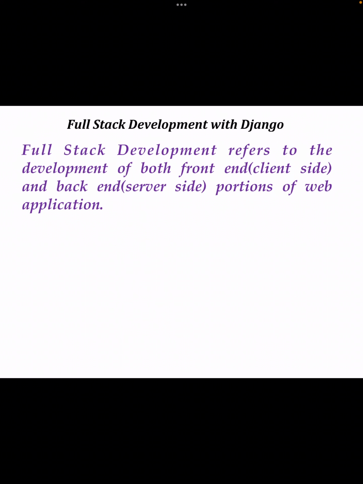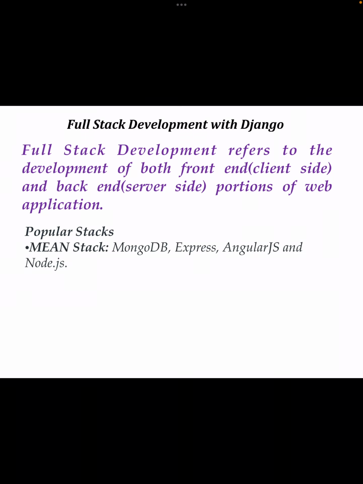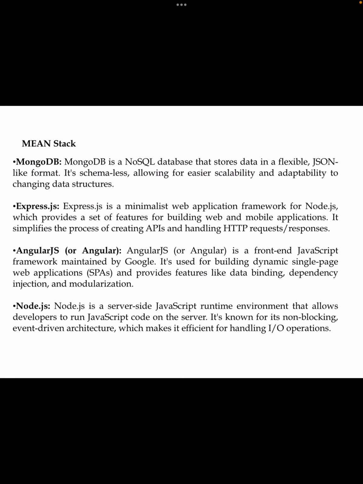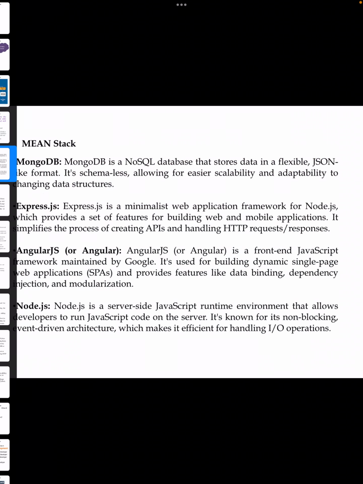Next is, what is the definition of full stack development? As I already discussed, full stack development refers to the development of both the front end and the back end portion of a web application. It means the developer will be working on both the front end as well as the back end side. There are different types of stacks: MEAN stack, MERN stack, Django stack, Ruby on Rails, and LAMP stack. We will see what exactly they mean.